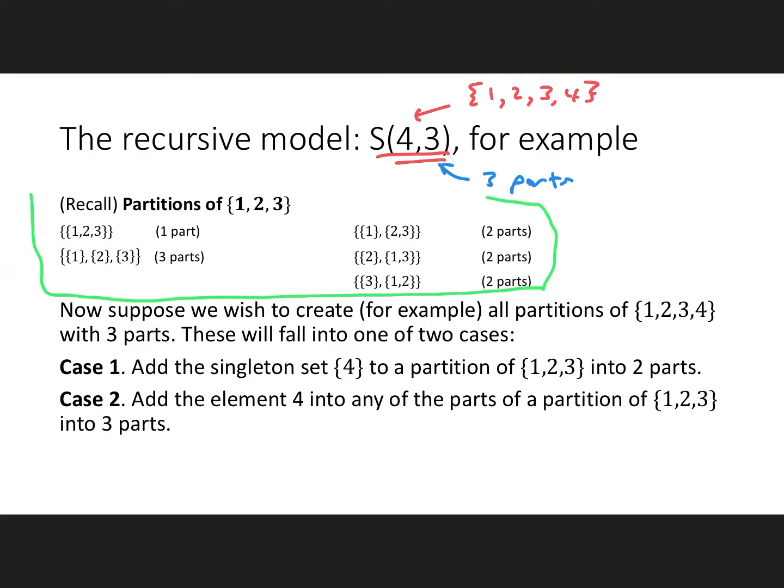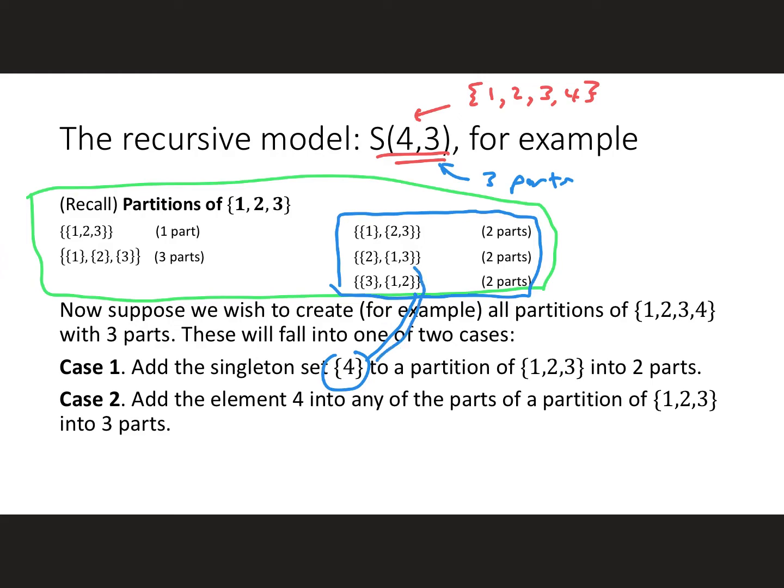It's exactly the same thing I had on the previous slide, just so that I can refer back to them. All right, so if I want to form partitions of 1, 2, 3, 4 into 3 parts, I'm going to break these into two cases. The first case is to take one of these that has 2 parts and then just add the singleton set 4 right into the list.